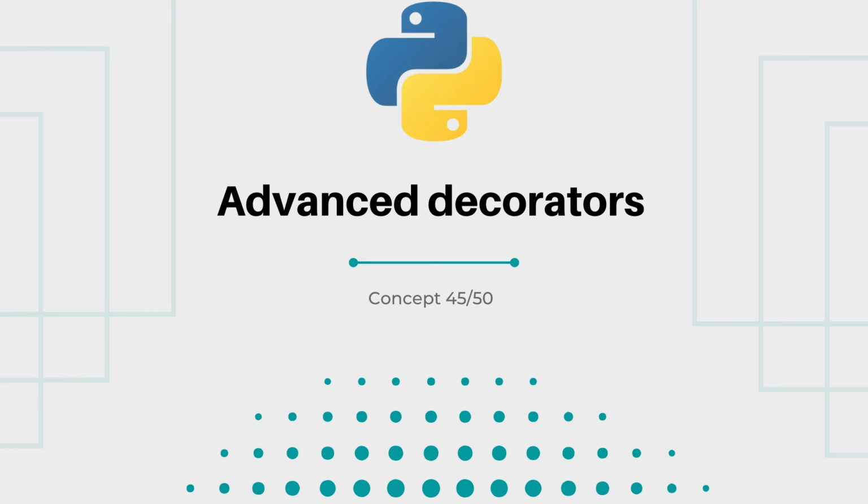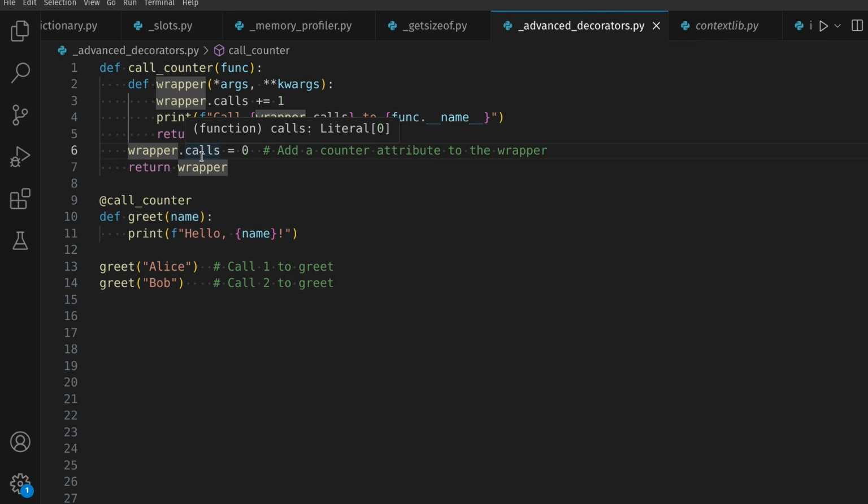Advanced decorators. A decorator is a function that takes another function or class as input, modifies or extends its behavior, and returns the modified object. You probably know about decorators already, but there's just so much more to them than logging or timing a function. We can use decorators to attach state, like a counter, to a function.